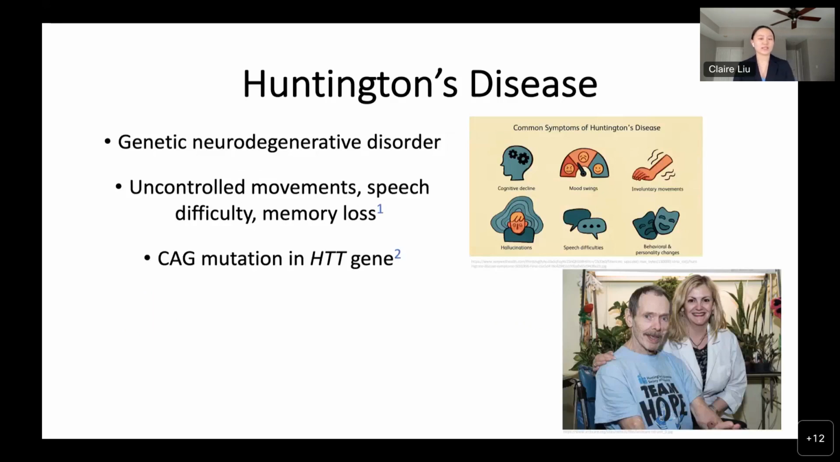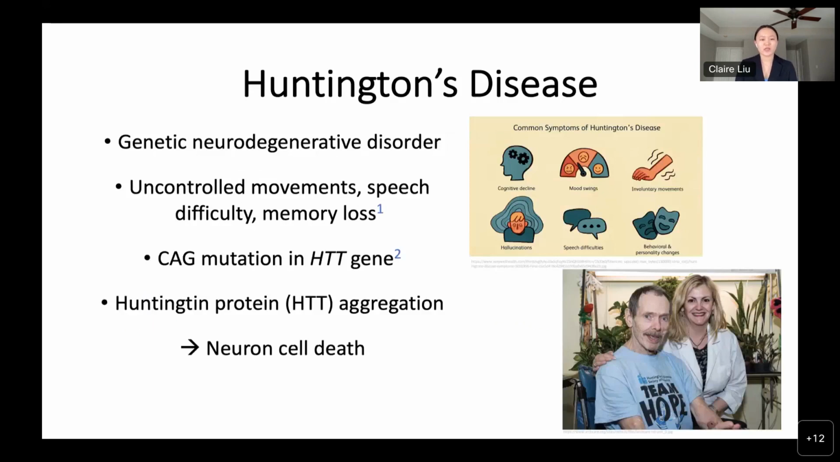Now, genetically, Huntington's is caused by a CAG mutation in the HTT gene, and this causes an abnormally elongated Huntington protein, which tends to break down into smaller toxic fragments and clump together, forming aggregates. And these aggregates will lead to neuron dysfunction and eventually neuron cell death. And currently, there's no cure to Huntington's disease.